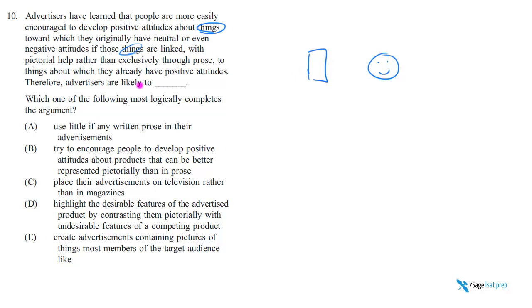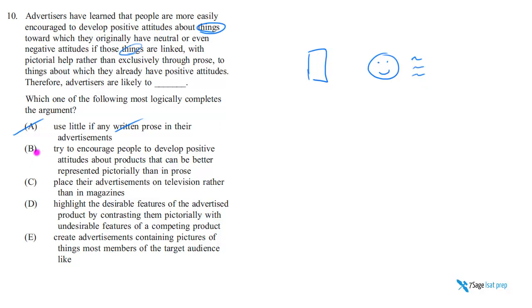So therefore advertisers are likely to, well, do exactly what we said. Let's see, A: use little if any written prose. Well, we don't know that. They said pictorially rather than exclusively through prose, so maybe it's pictures plus some prose off to the side. B: try to encourage people to develop positive attitudes about products that can be better represented pictorially than in prose.